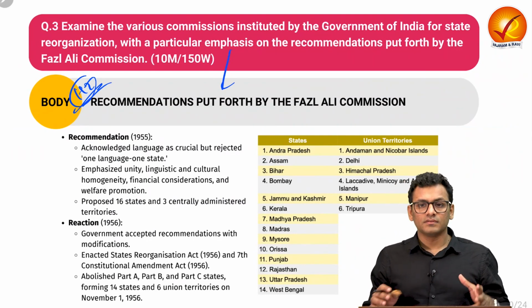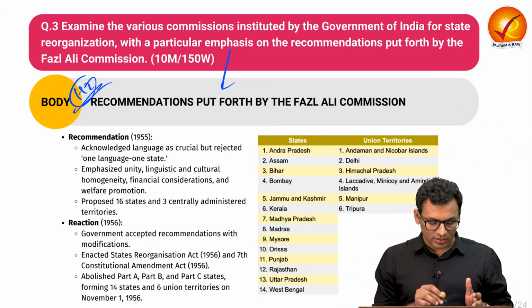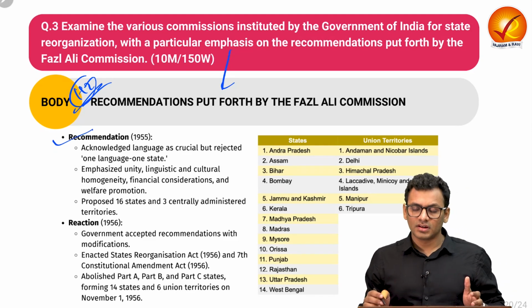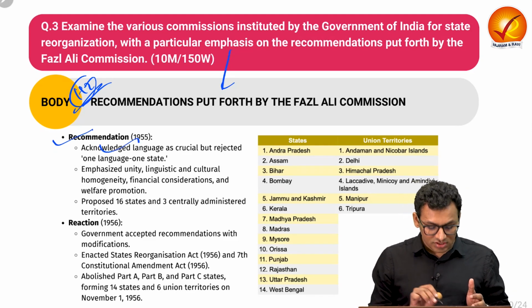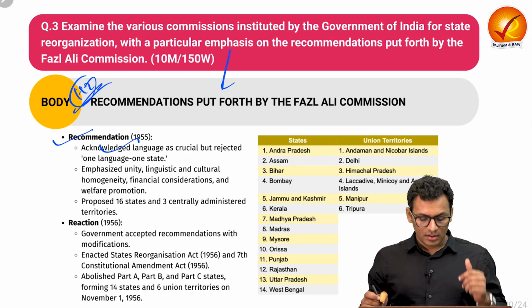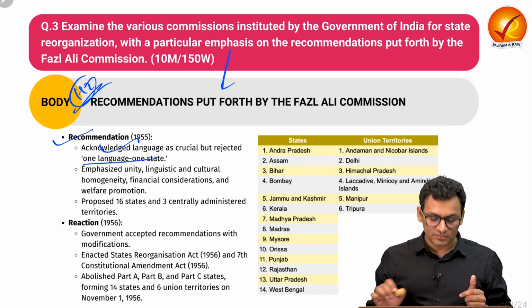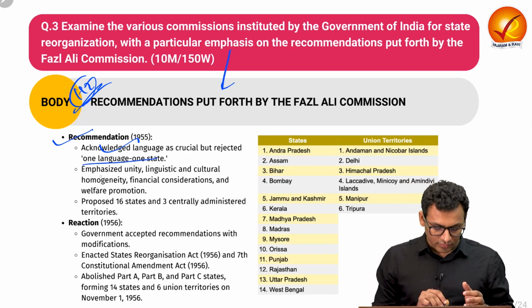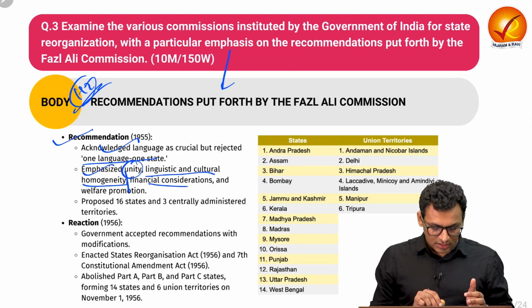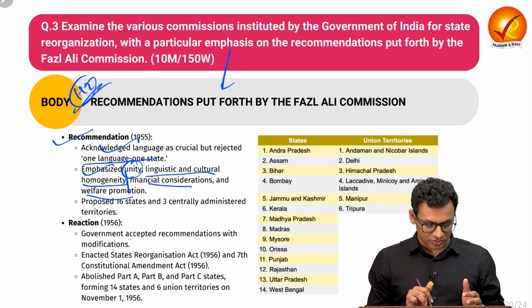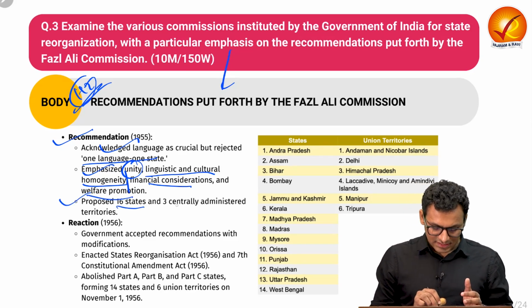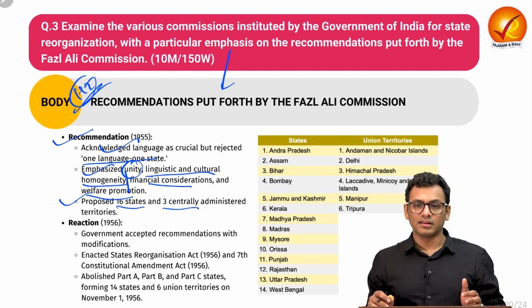Now, as the demand of the question is to give emphasis on the recommendation of the Fazal Ali Commission, we will put it under a separate heading over here. You can talk about the recommendation first. You can talk about how it acknowledged language as a crucial factor but rejected the one language, one state idea. Over here, it emphasized unity, linguistic and cultural homogeneity, financial consideration for administration and welfare promotion. And it proposed 16 states and 3 centrally administered territories.